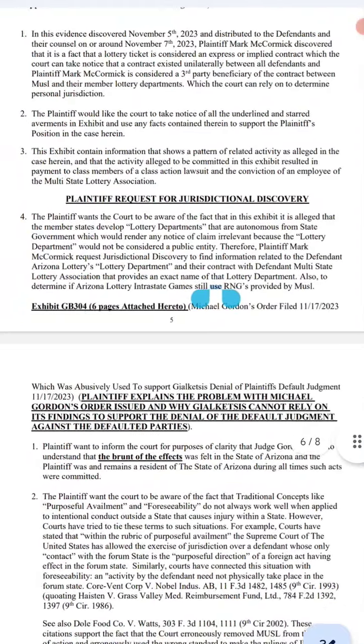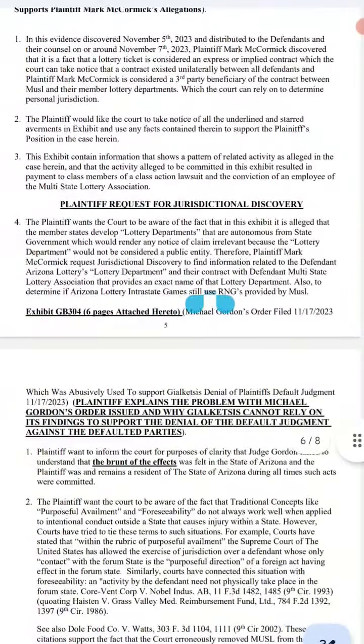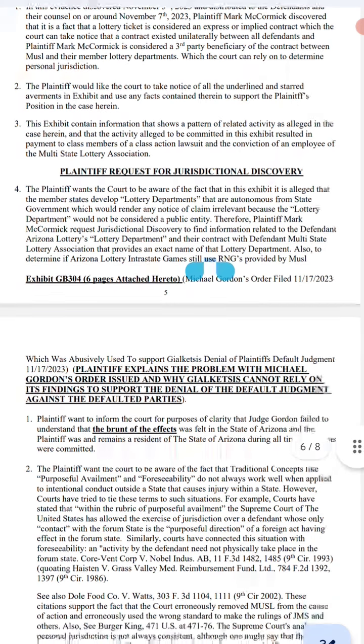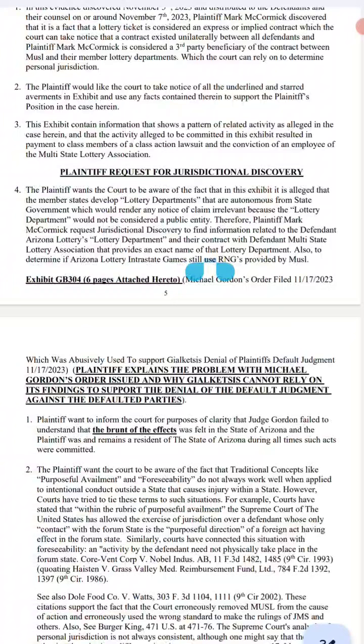Starting from the top. Number 1, in this evidence discovered November 5th, 2023, and distributed to the defendants and their counsel on or around November 7th, 2023, plaintiff Mark McCormick discovered that it is a fact that a lottery ticket is considered an express or implied contract, which the court can take notice that a contract existed unilaterally between all defendants, and plaintiff Mark McCormick is considered a third-party beneficiary of the contract between MUSL, which is the Multi-State Lottery Association, and their member lottery departments, which the court can rely on to determine personal jurisdiction.